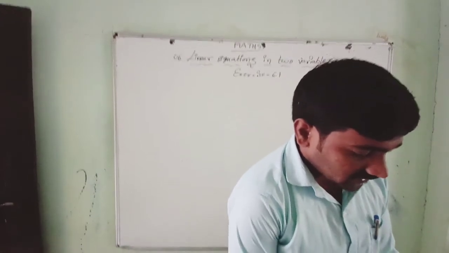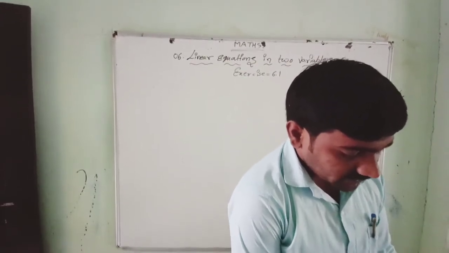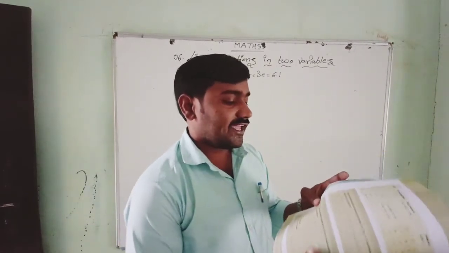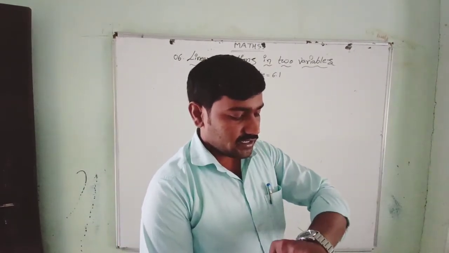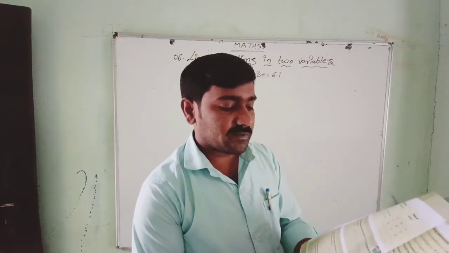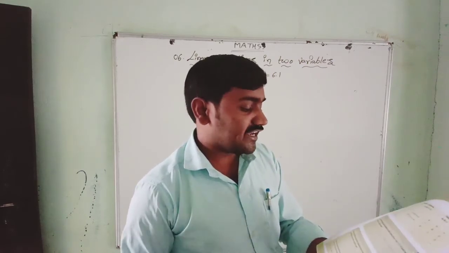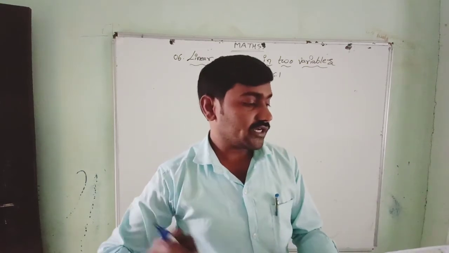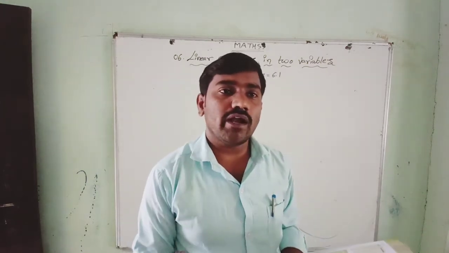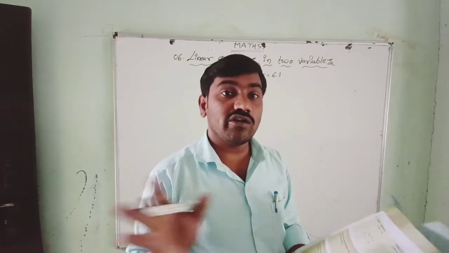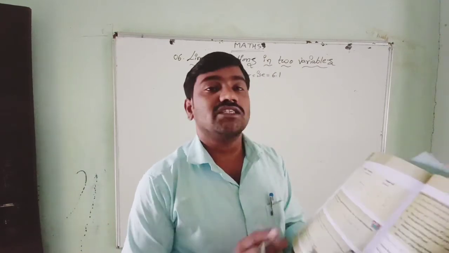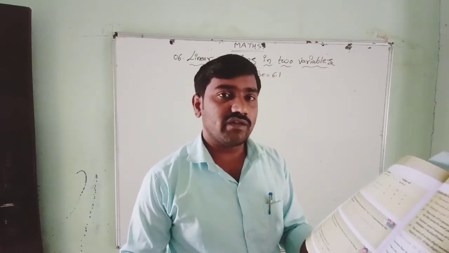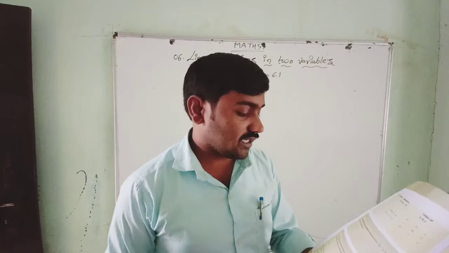Yes, the first bit in exercise number 6.1: express the following linear equations in the form of ax plus by plus c equal to 0 and indicate the values of a, b, c in each case. Look at your textbook, if you have one. Before the video and at the end of the video I will keep the exercise number 6.1 questions, so you can take a screenshot and see the questions also.